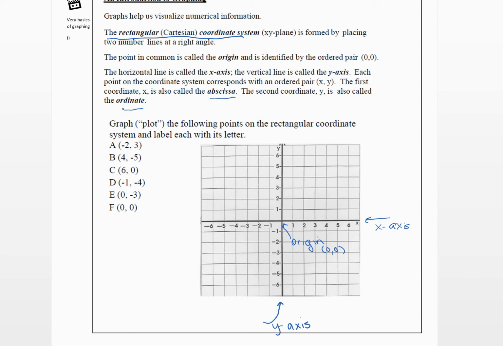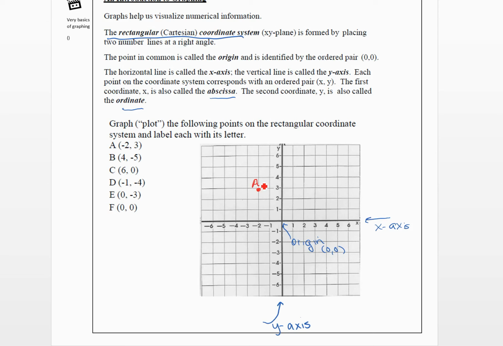Let's plot our points in red just to give a little difference here. To plot the point, we're going to look at point A here, -2, 3. We're going to start at the origin, go over -2 and then up 3, and we would draw a little point there, and that's point A.